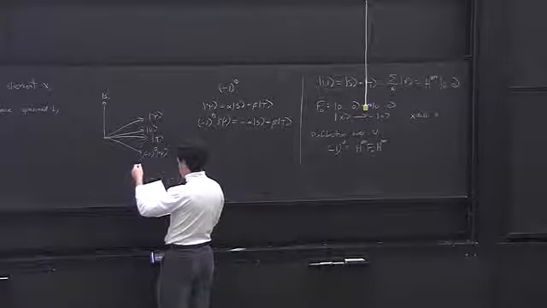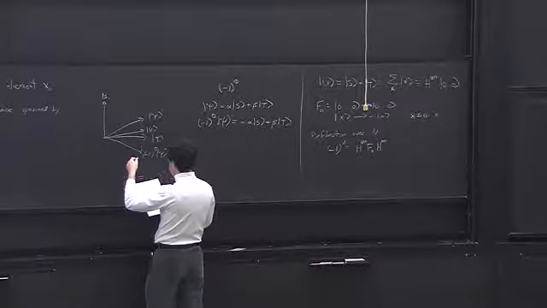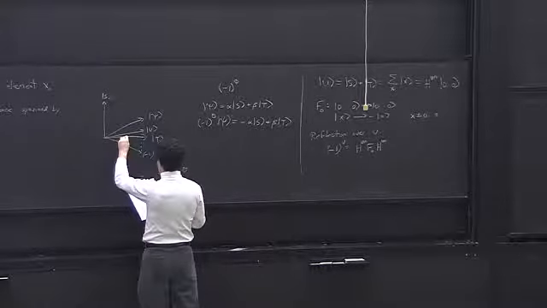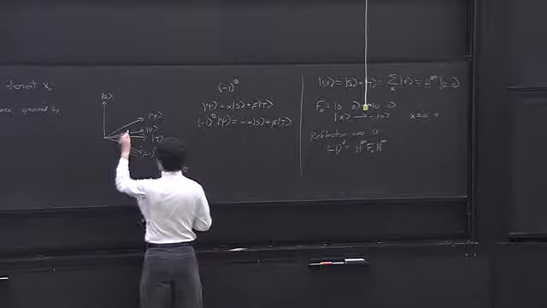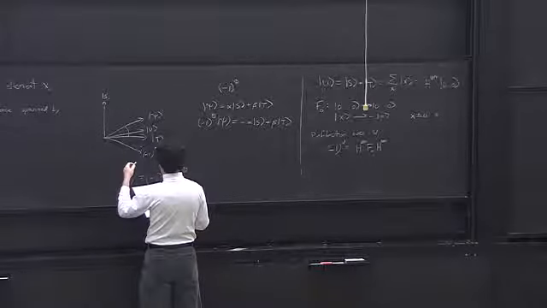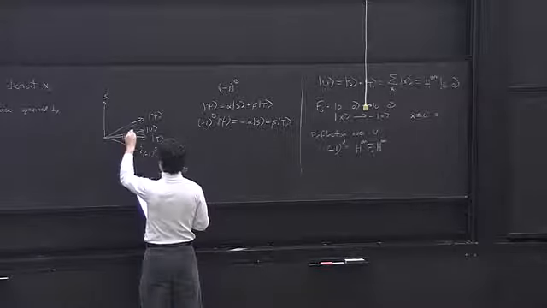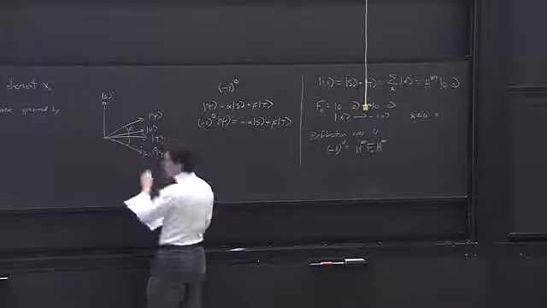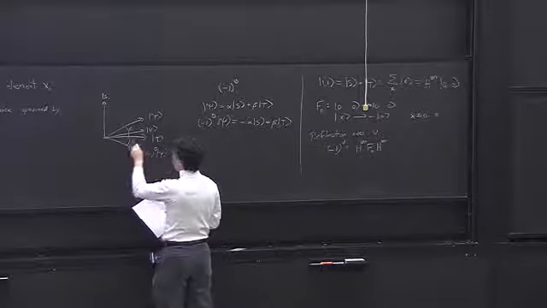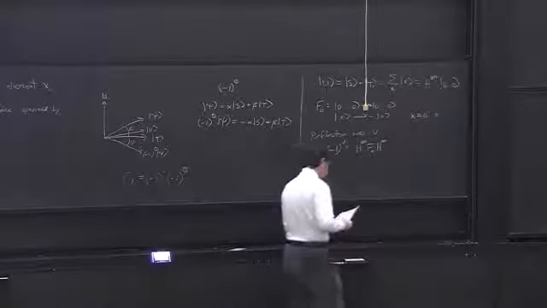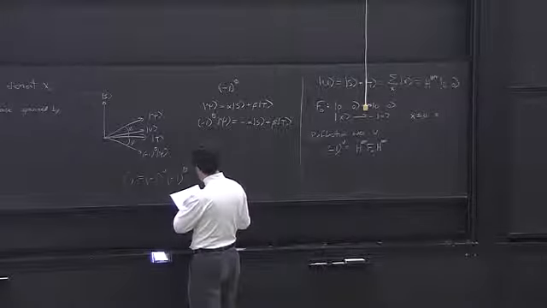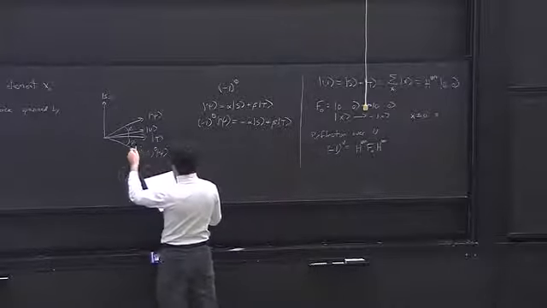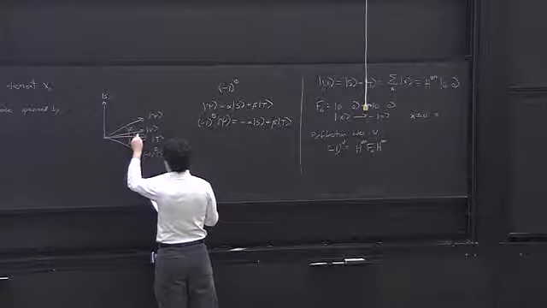So let's see. This angle here, maybe I can use colors. This angle here, I'm going to call phi. And so this angle here is also phi. And then let's let this angle here be theta.